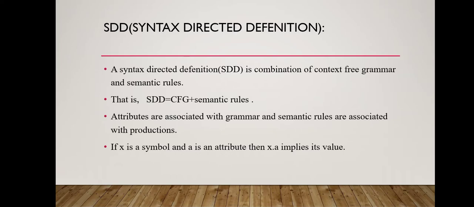And every grammar is associated with its attributes. Attributes are the alphabets or the symbols associated with the grammar, which is represented as sigma, and the semantic rules are always associated with productions. Productions are the production rules of a grammar. And if X is a symbol or an alphabet in a grammar, then X dot A implies its real value.